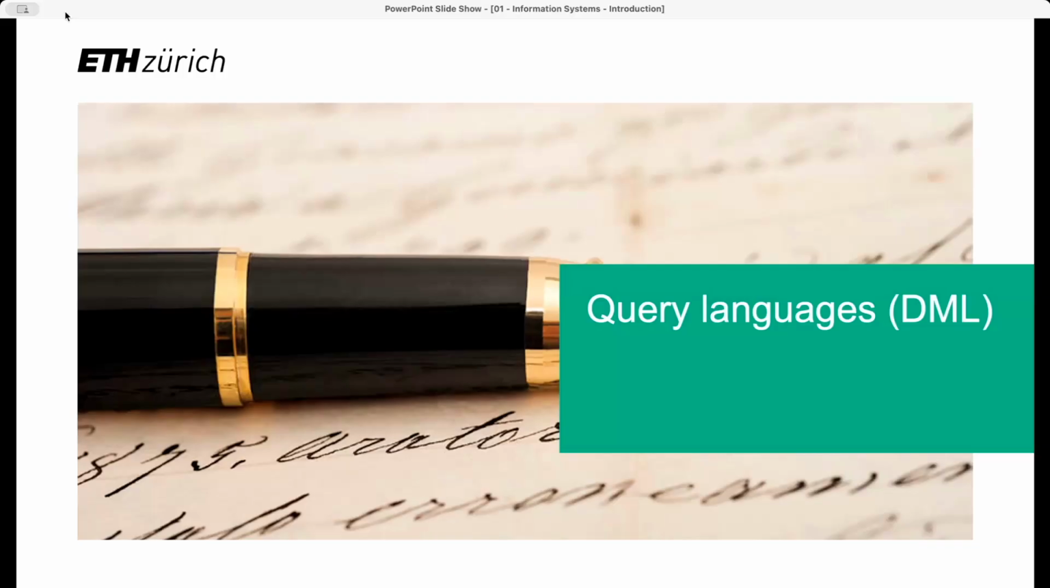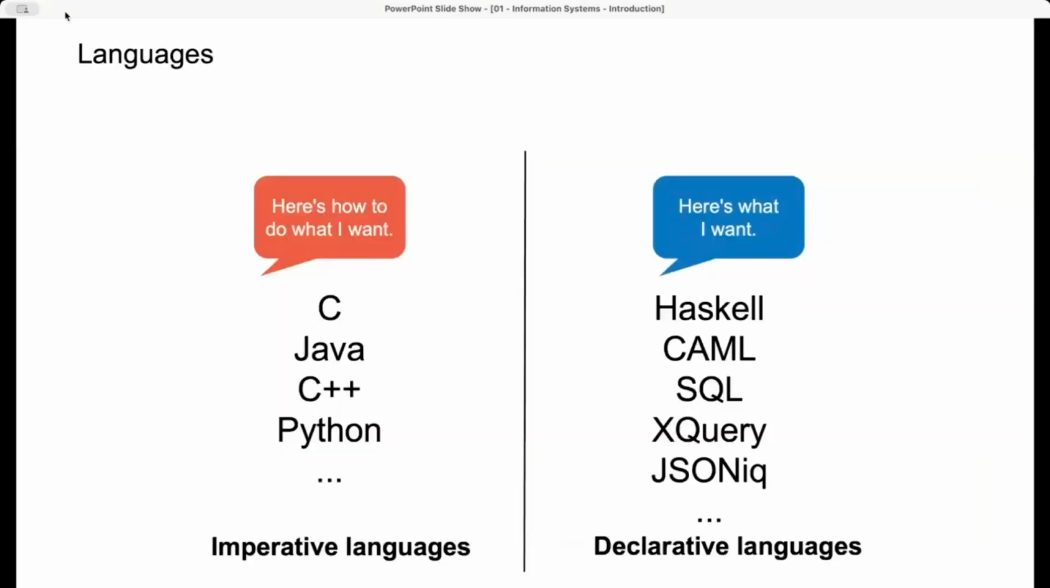Then I'm going to say a few words. Actually, it's almost the end of the introduction. A few words about query languages, but we'll spend several weeks on them. So again, we'll go into details of that. What do you need to know about languages?